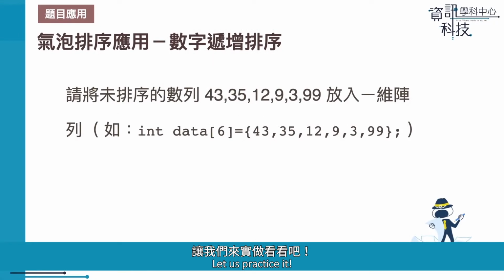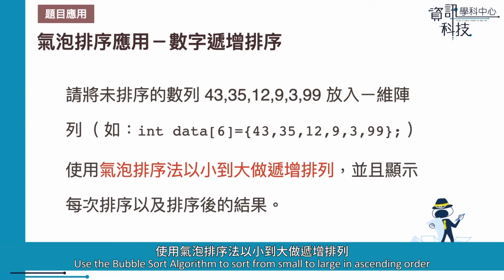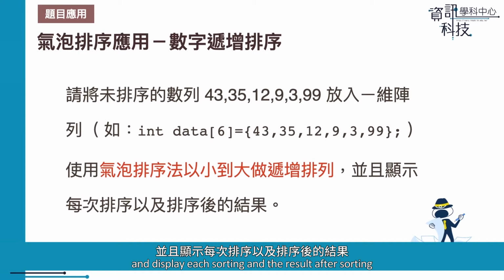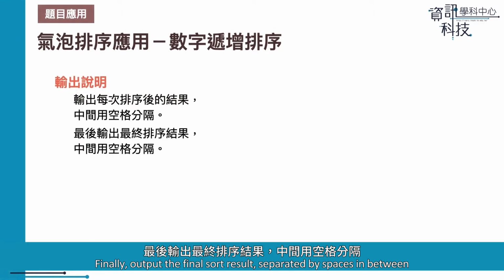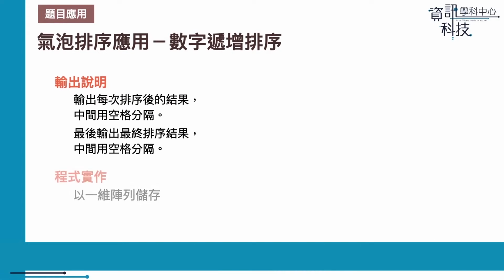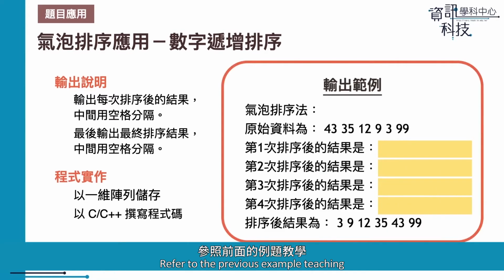Let us practice it. Please put the unsorted sequence of the numbers 43, 35, 12, 9, 3, 99 into a one-dimensional array. Use the bubble sort algorithm to sort from small to large in ascending order and display each sorting and the result after sorting. Output description: output the results after each sorting separated by spaces in between. Finally, output the final sort result separated by spaces in between. Program practice: stored in a one-dimensional array, write the programming code with C, C++. Output example: refer to the previous example teaching. The output format is as shown on the screen.